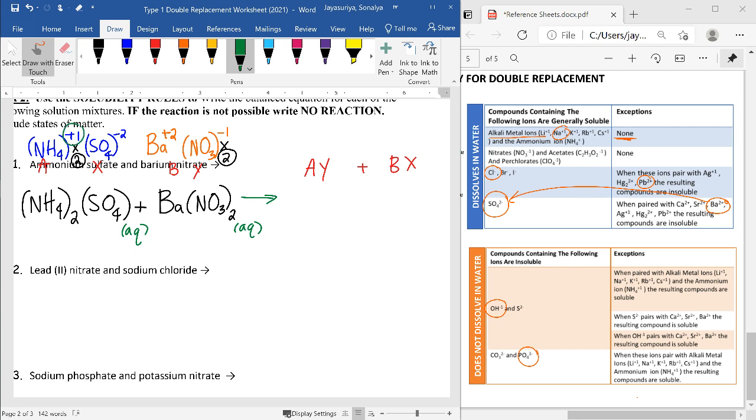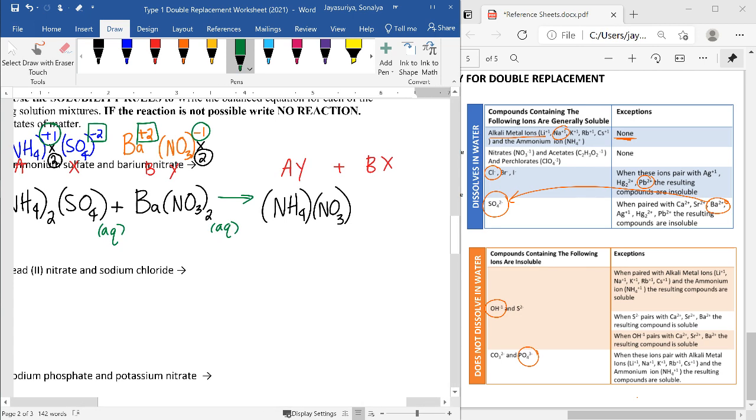So ammonium's plus 1 charge and nitrate's minus 1 charge are going to go in a 1-to-1 ratio, and your compound is going to be ammonium nitrate. So NH4NO3 is your first AY compound. And then the second compound is plus 2 from barium, negative 2 from sulfate, plus 2 minus 2 cancel out. Your second compound is just going to be barium sulfate, BaSO4. Okay? Now, what you have to do is figure out which one is your precipitate. But before we do that, we should balance our equation.